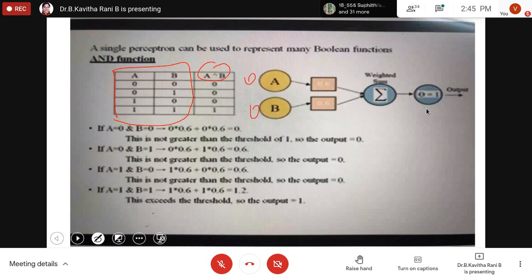In the second instance, A is equal to 0 and B is equal to 1. 0 into 0.6 is 0, and 1 into 0.6 is 0.6. So we are getting 0.6. This is not greater than the threshold. What is the threshold? The threshold is 1 here. As it is not greater than 1, the output will be 0 here.